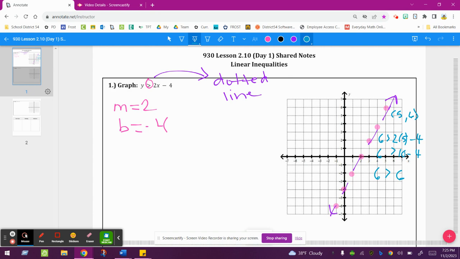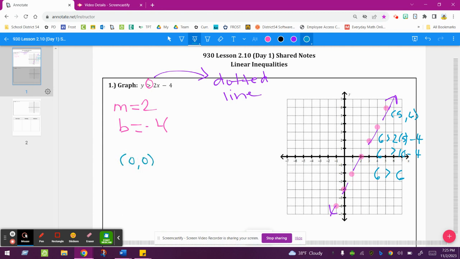I can go to the left or I can go to the right. I'm going to be shading one of those, and I just don't know which one yet. Remember, whatever I do shade, it means that that's a solution to our inequality. So we can test any point that we'd like to see if it satisfies our inequality. The easiest point, and the one that I always recommend, as long as it's not on the line, is 0, 0. So I'm going to test the point 0, 0.